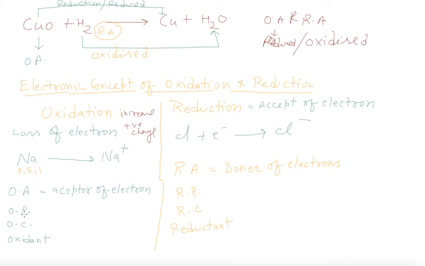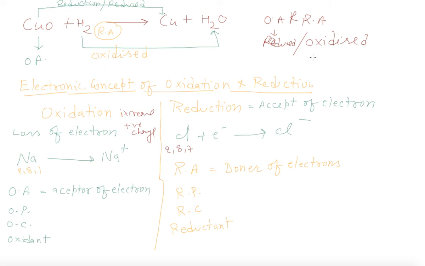Oxidizing agent, oxidizing property, oxidizing reactant, oxidant, you can use any word. Whereas reduction is acceptance of electron, and a reducing agent is a donor of electron. Chlorine has electronic configuration 2,8,7, so it accepts one electron to make its octet complete and gets a negative charge. So a reducing agent is a donor of electron, reducing property, reducing character, reductant, you can say anything. So this is the whole thing about oxidation and reduction.